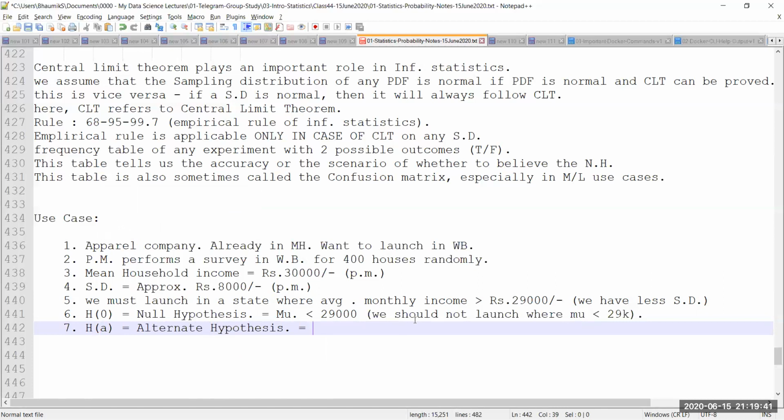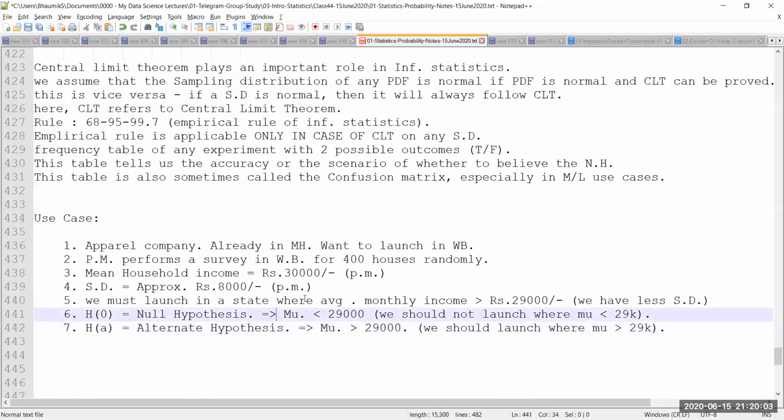So that is my alternate hypothesis. And that is why in this case, I'm going to write the alternate hypothesis to be greater than 29,000. And then I'm going to see what is the problem with this alternate hypothesis. Right? Alternate hypothesis is here. Where mu is greater than 29k, we should launch. This is my alternate hypothesis.